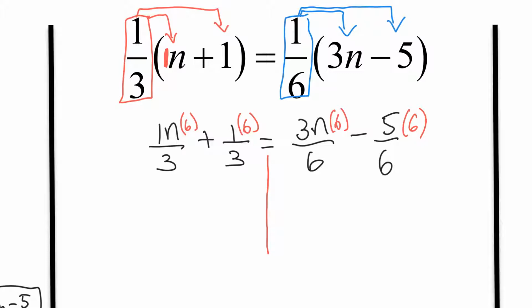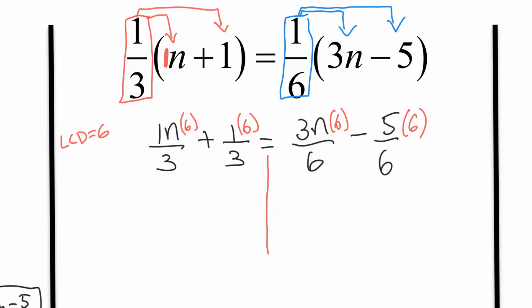And to get rid of the fractions, just multiply by the denominator, or if you guys have different denominators, multiply by the lowest common denominator. And I'm going to write that down so you guys remember that we are multiplying by the LCD, the lowest common denominator, which is 6.